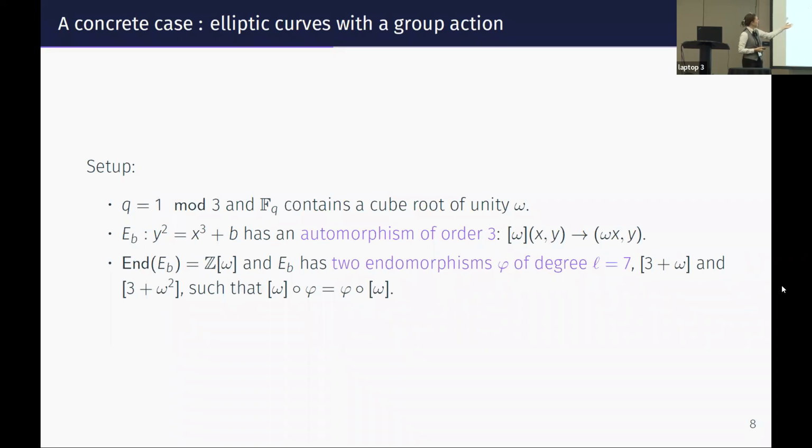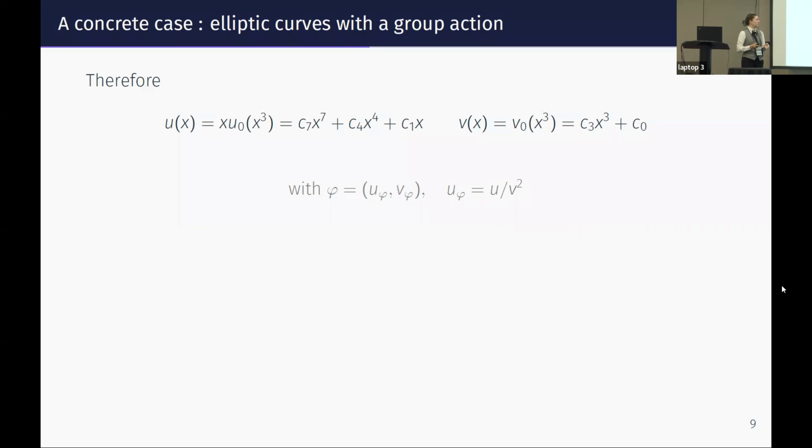the quadratic ring Z of omega, and this allows us to know that the curve EB will always have two endomorphisms of degree 7 that are defined like this, and that will commute with the action of the automorphism of order 3. And actually, because those two endomorphisms commute with this automorphism, we know that they will have a quite particular structure that is detailed right here.